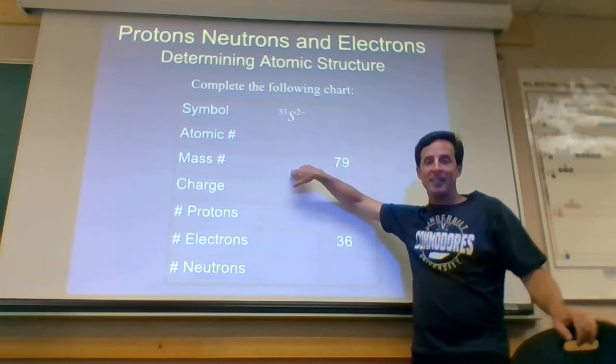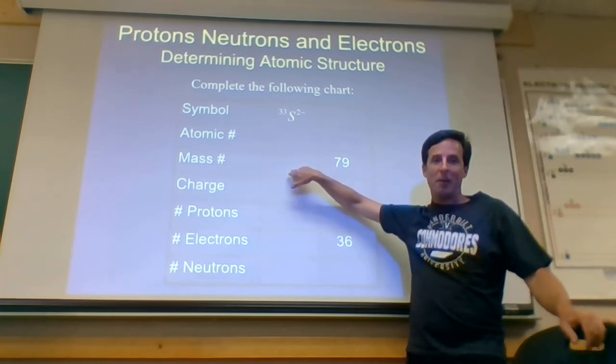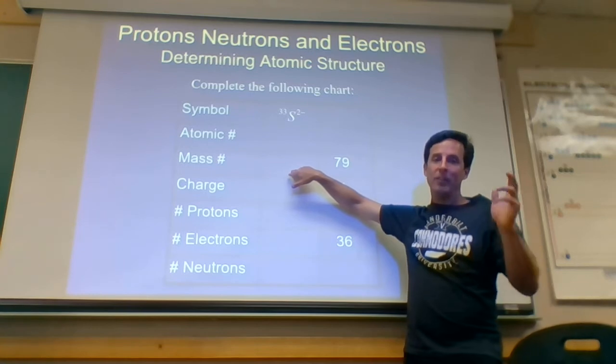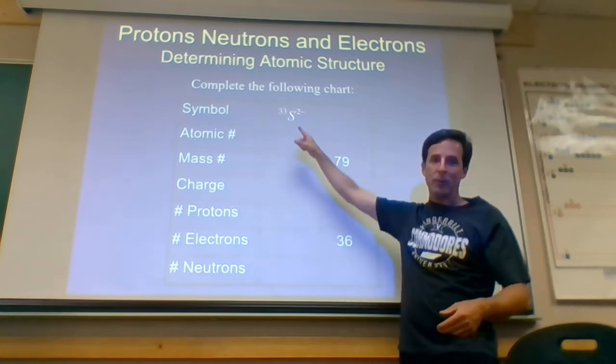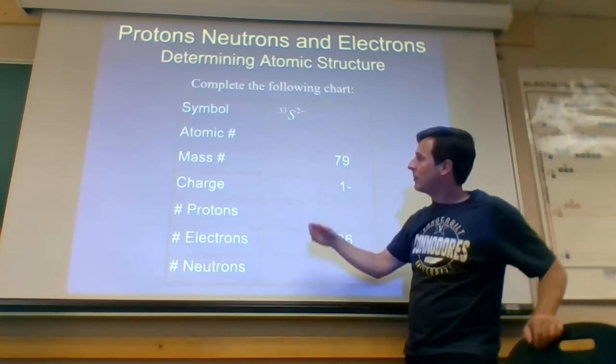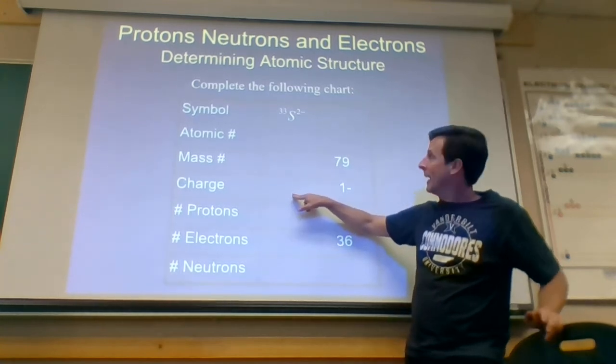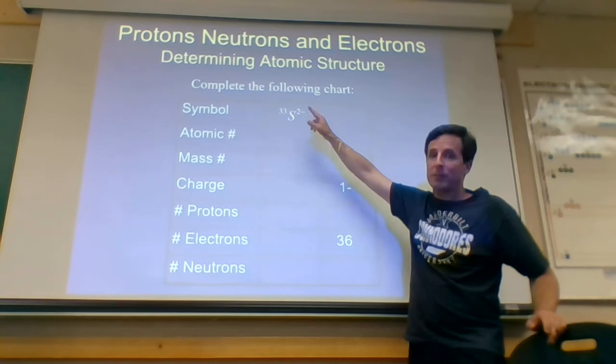On the test, about half the class is going to mess that up because they're not paying attention, and they're going to use the periodic table to get the mass number instead of going by the one that was provided in the problem. Okay, the charge, again, it's given to you, it's 2 negative.